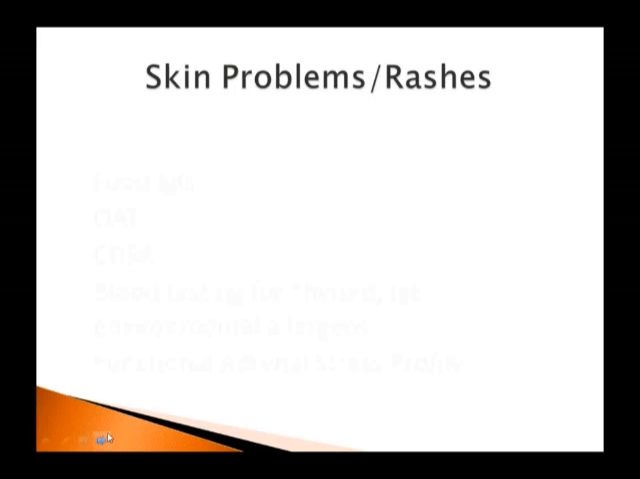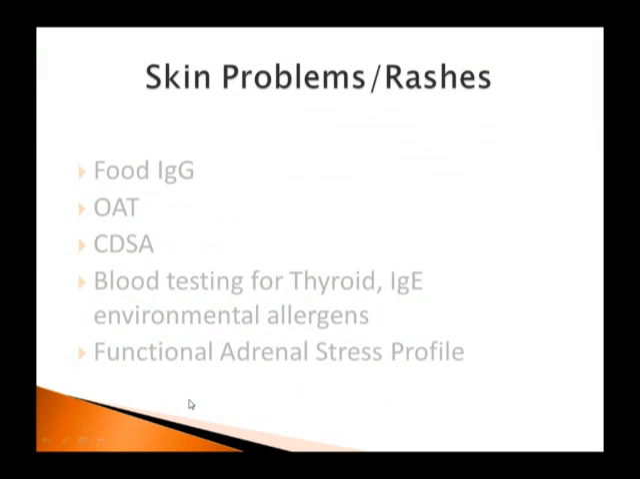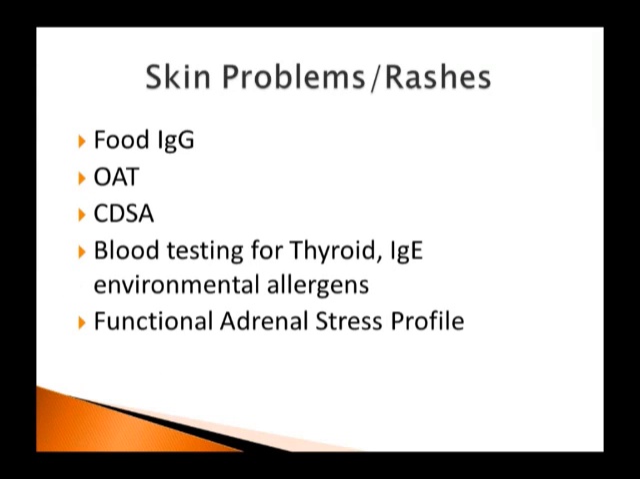Skin problems and rashes kind of comes back. Food IgG is really high on the list. A lot of people have these sort of obscure skin reactions, it's not dermatitis, it's not eczema, they're not sure what it is. Many times it's linked to some type of adverse food reaction. Sometimes it could be a bacterial or yeast problem. Sometimes it could be a chronic infection in the digestive system. And then sometimes you have to do additional testing.